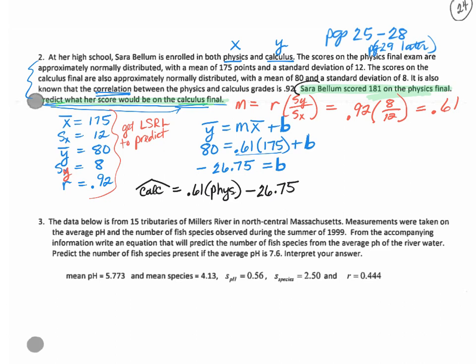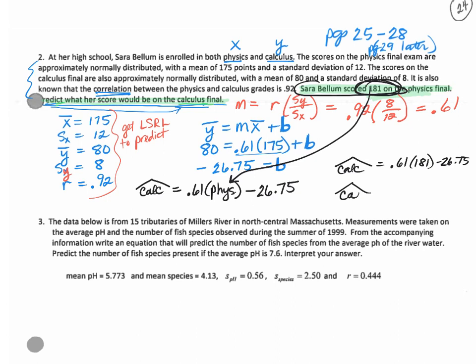And then to finish this out, take your 181 physics score and plug it in. So my predicted calculus is 0.61 times 181 minus 26.75. So given that she got a 181 on the physics, her predicted calculus, and again, that's not guaranteed, it's just what is predicted, so it's important that you have that prediction hat, is 83.66.